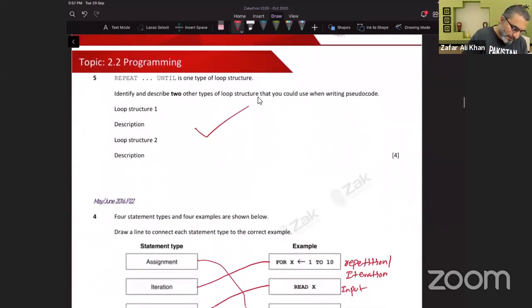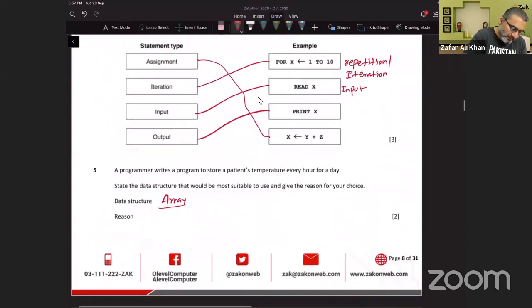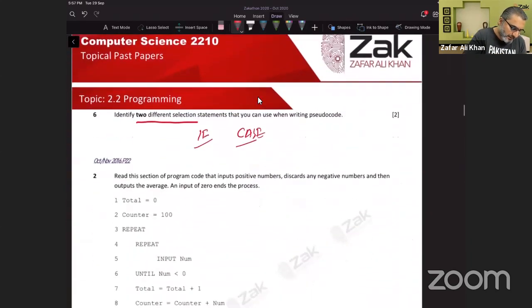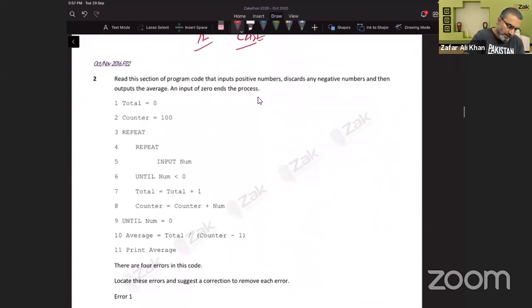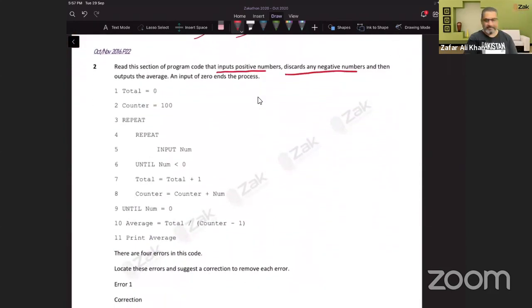Read this section of program code that input positive numbers, discard any negative numbers, and then output the average. An input of 0 ends the process. So read this section of program code that input positive numbers. As soon as you enter negative number, the loop is discarded. That is a condition-based loop. And then output the average. Input of 0 ends the process.